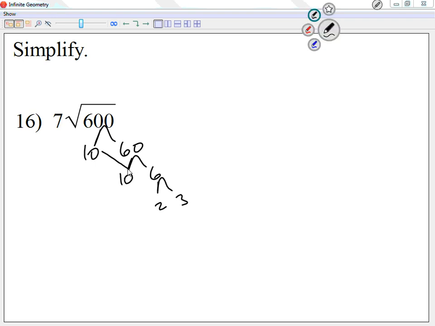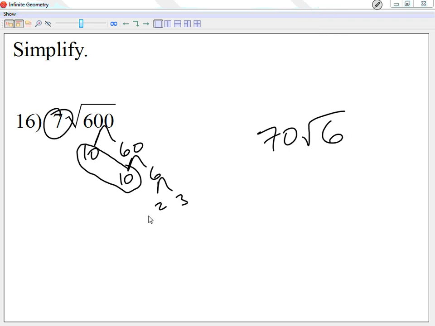But remember I said get groups. I already have a group of 10. I also have a group of 7, right? The number outside to begin with. So what number do I have outside of the radical? 70. What number do I have inside? 6. If there's more than one single, multiply your single. So 70 radical 6. All right. Any other questions up until 20?